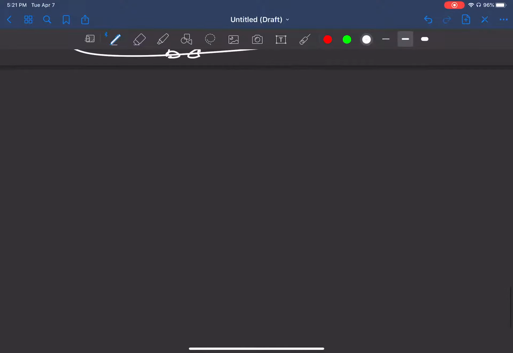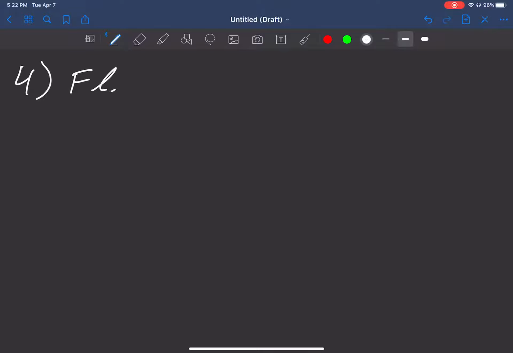Okay, so the fourth one is flipping, right, or I guess dividing. That's what we'll be doing. Fractions.